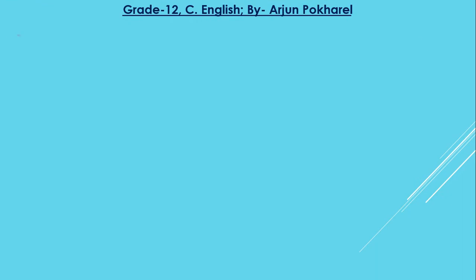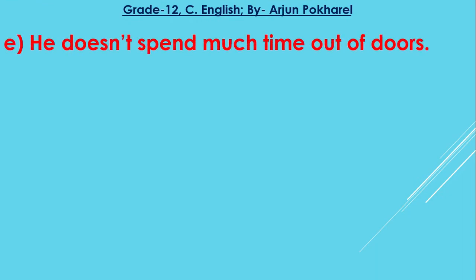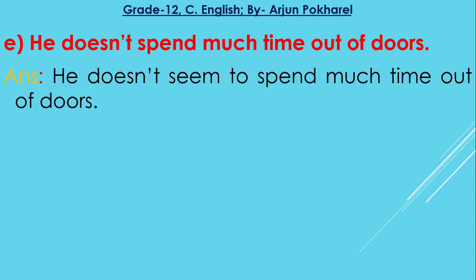And the next exercise is, let's say, "he doesn't spend much time outdoors". These are the questions from the book itself. You can see the book and you can get the questions from the book. Okay, "he doesn't spend much time outdoors". Here the answer should also be in negative form, because the question is in negative. So, he doesn't seem to spend much time out of doors.